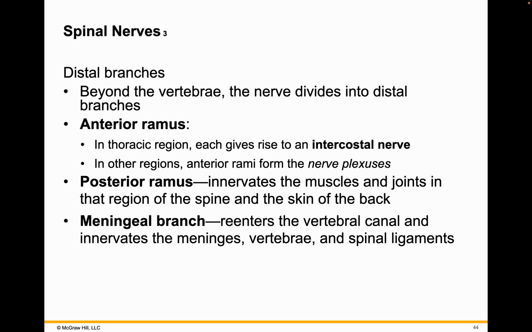The distal branches beyond the vertebrae, the nerve is going to divide into the anterior ramus, posterior ramus, and meningeal branch. The anterior ramus in the thoracic region gives rise to the intercostal nerves. In other regions, the anterior rami form nerve plexuses. The posterior ramus innervates the muscles and joints in that region of the spine and skin of the back. And the meningeal branch re-enters the vertebral canal and innervates the meninges, the vertebrae, and the spinal ligaments.